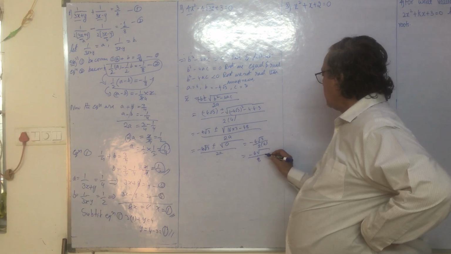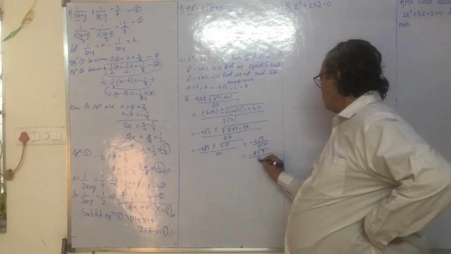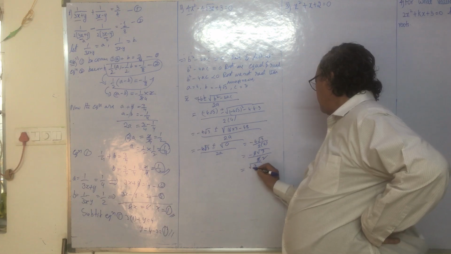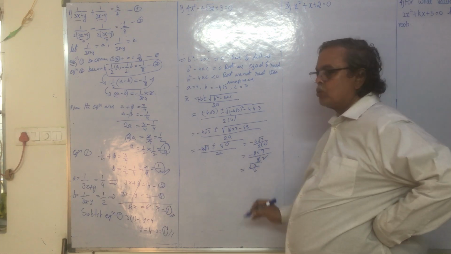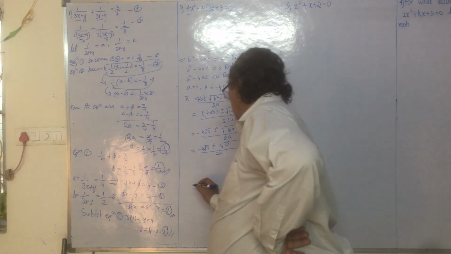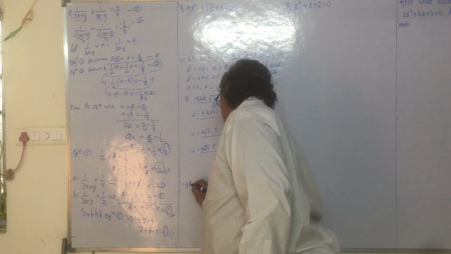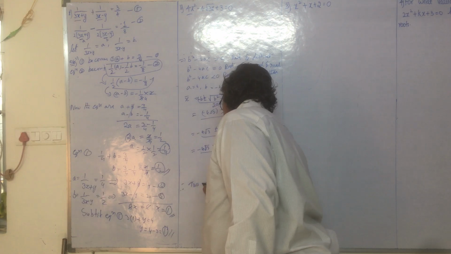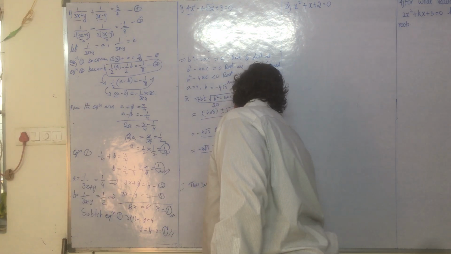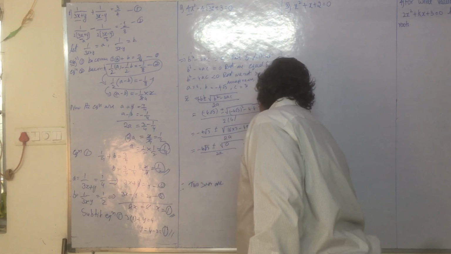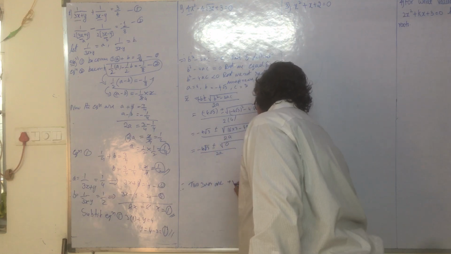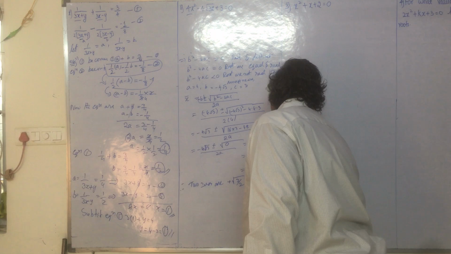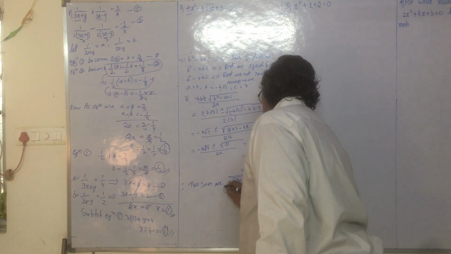Dividing by 4, that is root 3 by 2. These are the two zeros. Therefore the two zeros are plus root 3 by 2 and minus root 3 by 2. This is the answer.